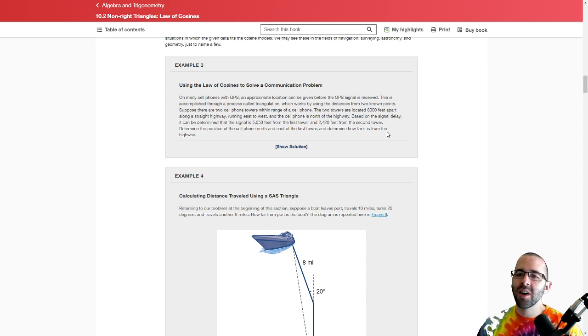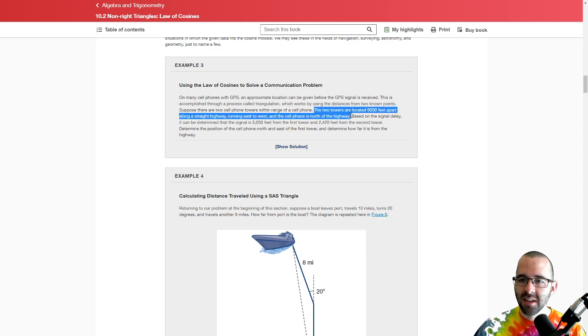Okay? You need to draw a picture. Take things one at a time. We draw a triangle. Surprise, surprise in trigonometry: all triangles and circles, mostly triangles. So we just need to parse each piece of information and add each piece of information to our triangle. Two cell phone towers, that's going to be important. The 2 towers are located 6,000 feet apart along a straight highway, east to west.